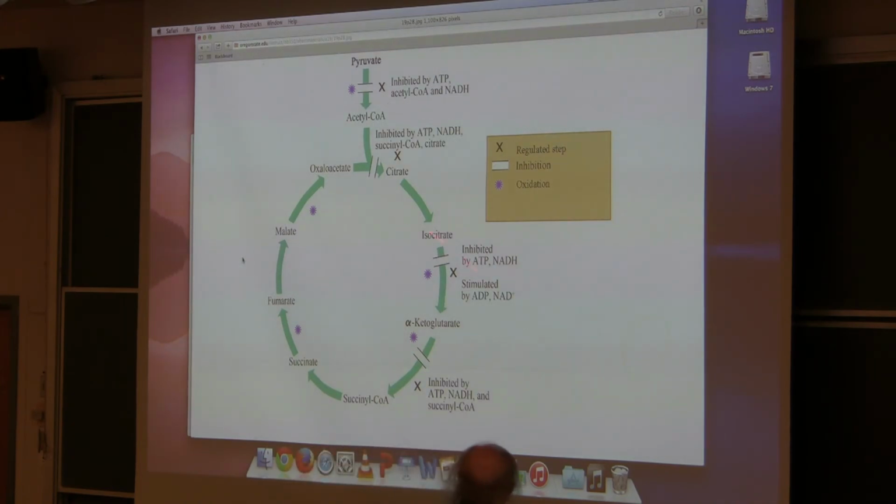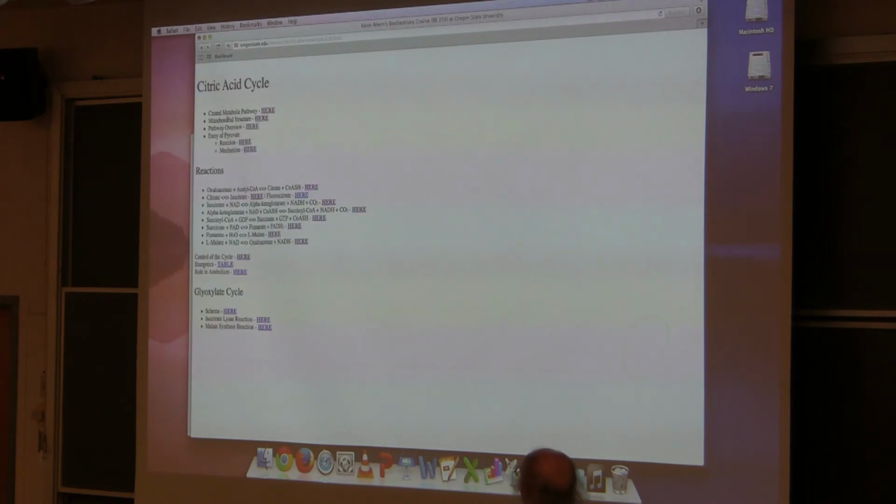So I don't care that you memorize which enzymes are stimulated, which enzymes are inactivated. I think you should know that any reaction that requires NAD or FAD will be regulated because it's regulated by what I just told you, the lack of NAD or FAD. Okay? But other than that, we're not going to worry about ATP, ADP, NADH, and so on. We're talking about the availability of NAD or FAD. Let's keep it simple.